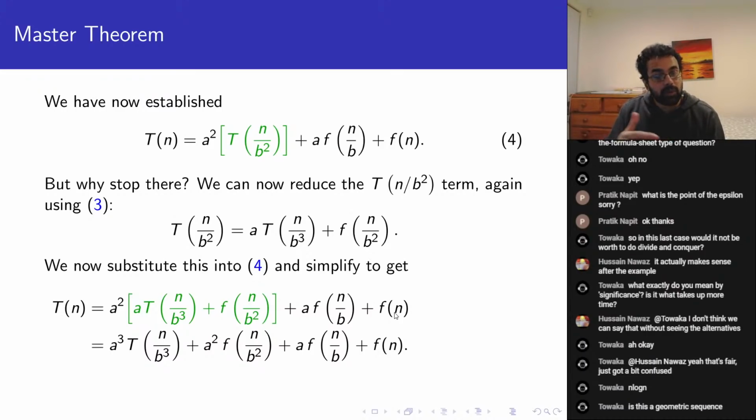We also have to deal with the amount of work to recombine. For each of the grandchildren, we have to recombine to a size of n over b squared, and there are a squared many grandchildren. For each of the children, there's n over b total size, so f of n over b time taken to split up and recombine for the children, and there are a children, and finally the top level was fn itself.